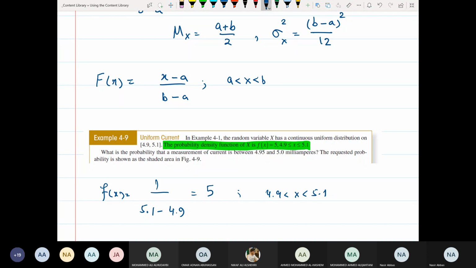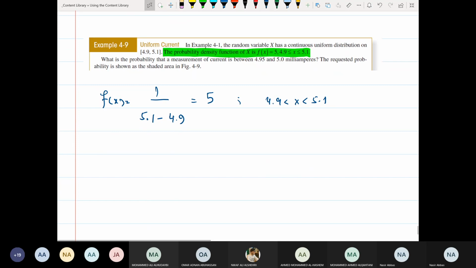The second thing I may ask you is to find the average current. So if I ask you to find the average current, that should be mu of x, which is a plus b over 2: 4.9 plus 5.1 divided by 2. This is 5 milliamperes.